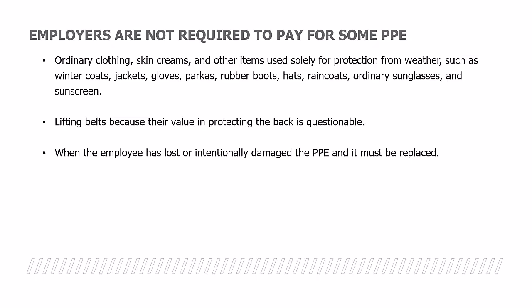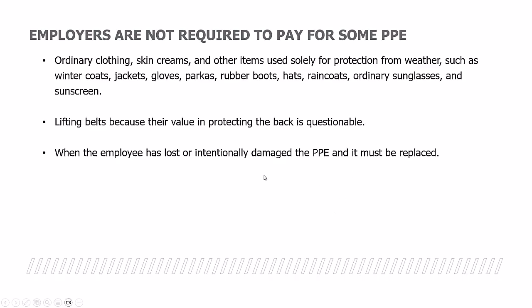Other things they're not required to pay for are ordinary clothing, skin creams, and other items used solely for protection from weather, such as winter coats, jackets, gloves, parkas, rubber boots, hats, raincoats, ordinary sunglasses, and sunscreen. Lifting belts, because the value in protecting the belt is questionable. When the employee has lost or intentionally damaged the PPE, it must be replaced. And that's where the employer does not have to pay for it.